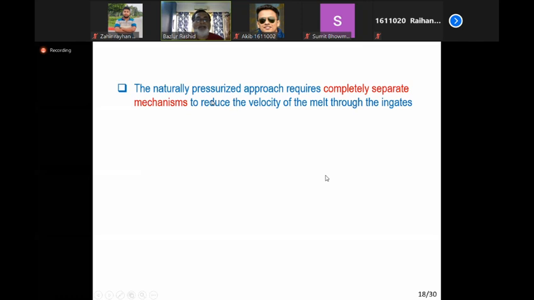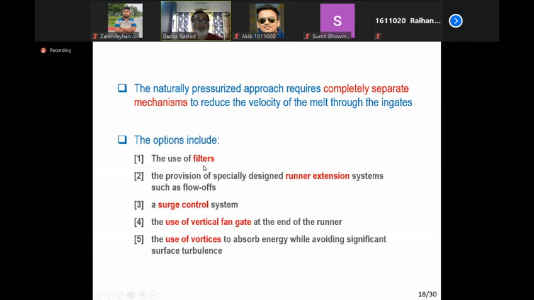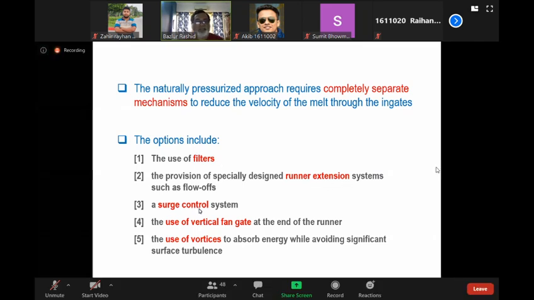So the naturally pressurized system approach requires a completely separate mechanism to reduce the velocity of the melt to the ingate. তাহলে পরে আমাকে যেটা করতে হবে, এই ভেলোসিটিটা রিডিউস করার জন্য কোনো একটা ব্যবস্থা করতে হবে। এখন আনপ্রেসারাইজ সিস্টেমে যে মেথড আমরা ইউজ করব, প্রেসারাইজ সিস্টেমে যে মেথড আমরা ইউজ করি, এইটার মধ্যে টোটালি ডিফারেন্ট। এটার মধ্যে যে সমস্ত মেথড ইউজ করা হয় সেটা গেটিং সিস্টেমের সাথে আদৌ কোনো সম্পর্ক নেই, বিকজ we tend to use filter, we tend to use runner extension, surge control, vertical fan gate, use of vortices.